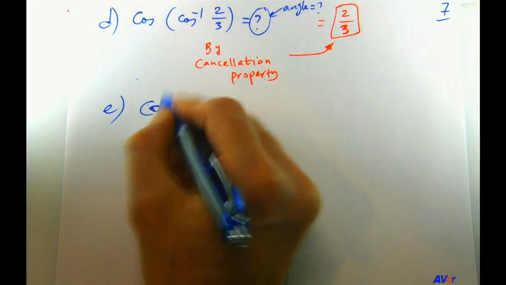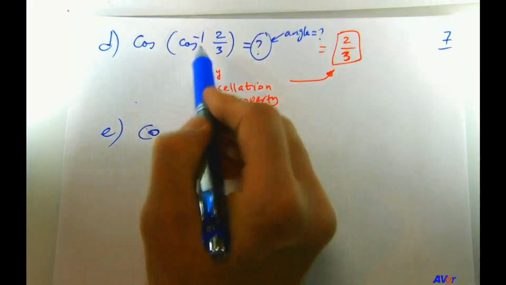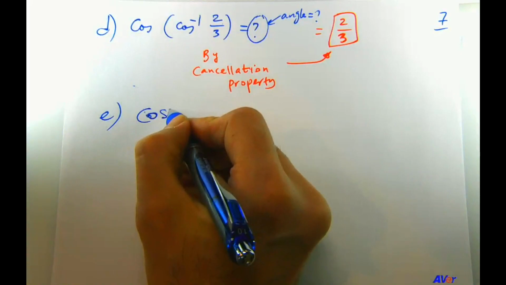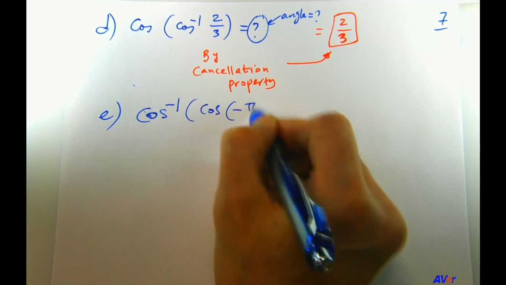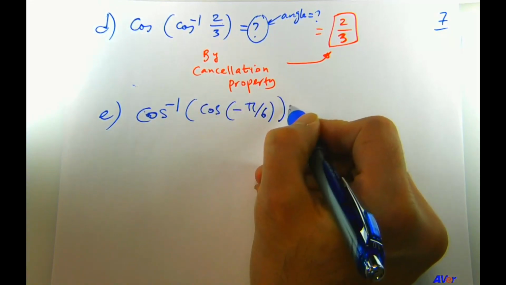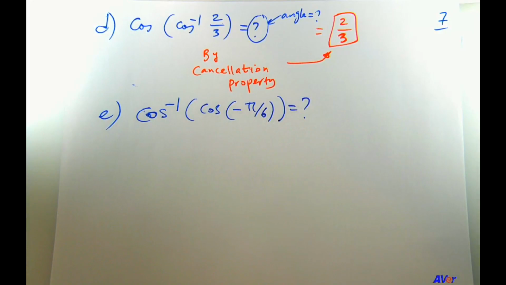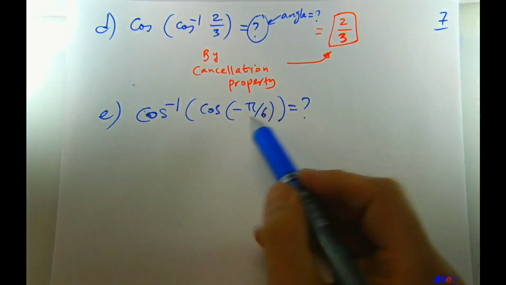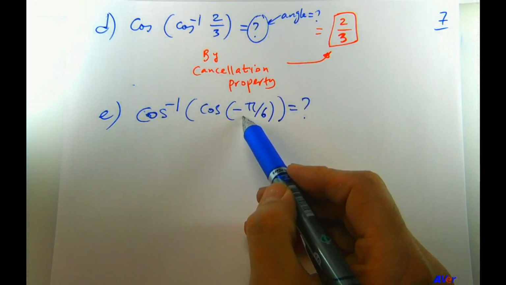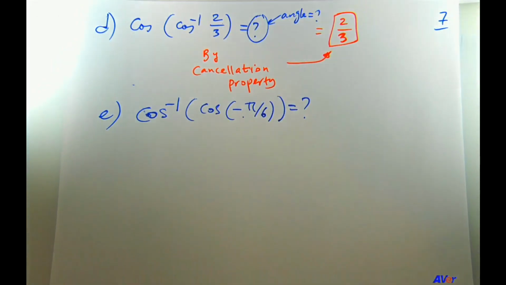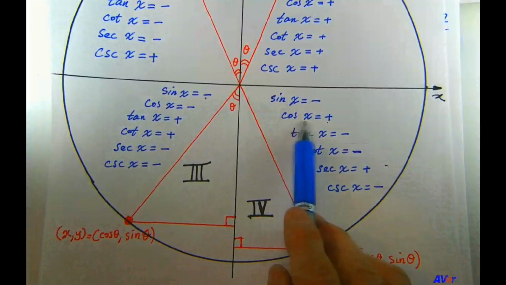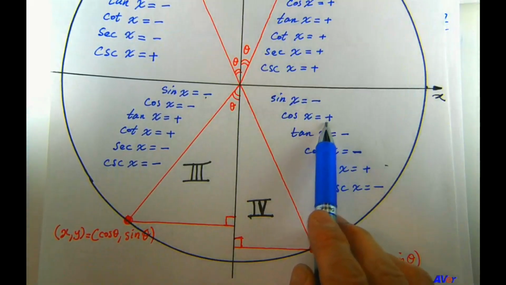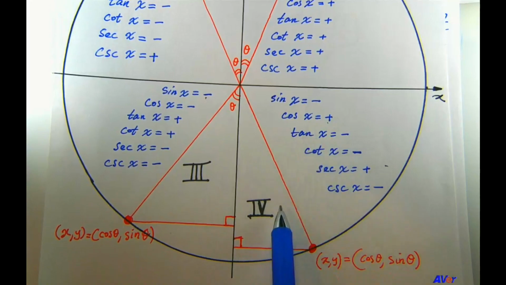We want to, this time, notice the notation. This was cosine of inverse cosine. This one is inverse cosine of cosine of minus pi/6. And that's what we want to find out. So minus pi/6 is in the fourth quadrant, right? In the fourth quadrant, what is the cosine x value? Is it positive or negative? It must be positive, right?